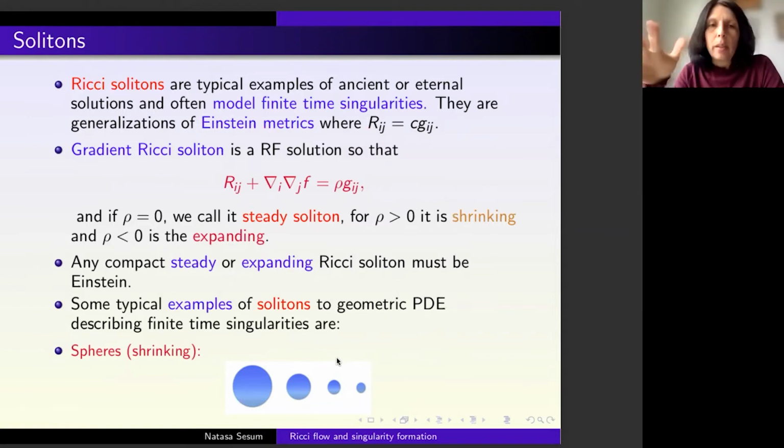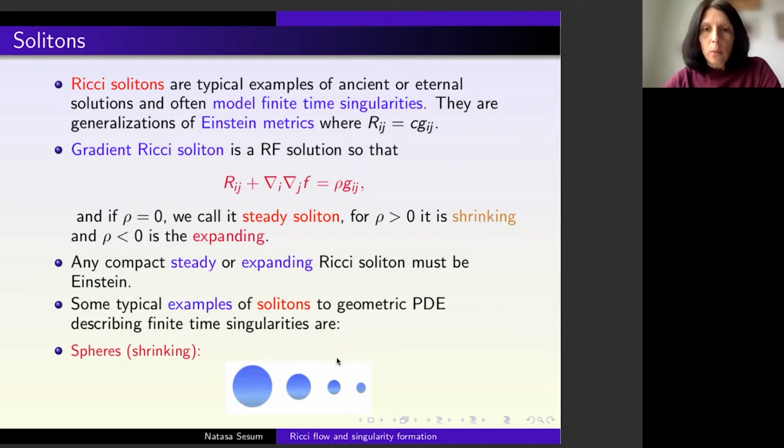Because it just changes by diffeomorphisms and homotheties. And as you will see, they very often model finite time singularities, and these Ricci solitons we can view also as a generalization of Einstein metrics, which we are all familiar with. And I'm going to define the gradient Ricci soliton for you. Again, that's a Ricci flow solution for which there exists this potential function f, so that this equation is also satisfied: R_ij plus the Hessian of f is rho g_ij.